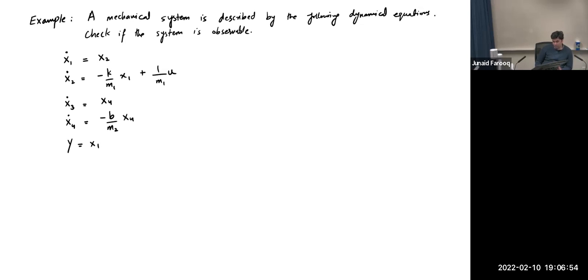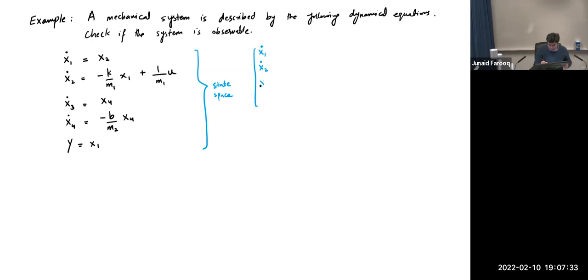Okay, so first step, obviously we want to go to an observability matrix, which was, remember, the augmentation of rows. We have to do C times A squared, and so on. So let's first figure out what is A and what is C. So this system here is actually in the form of differential equations. So we can convert it to state space by observation. So let's express it in a vector matrix form.